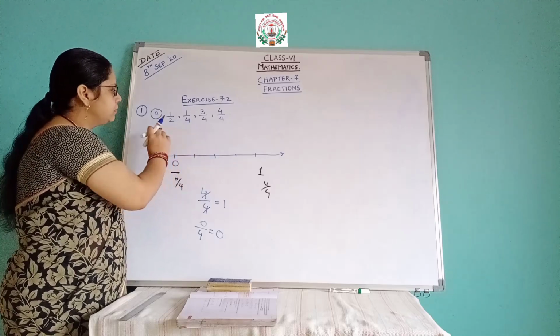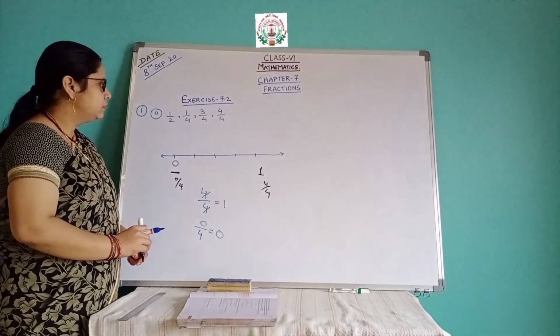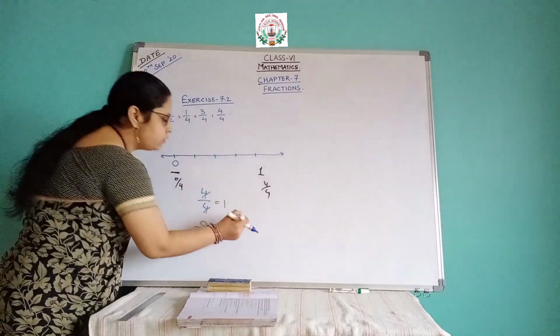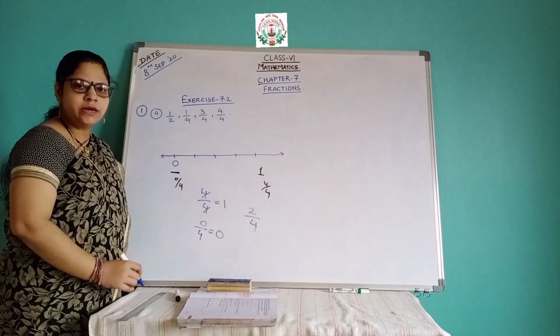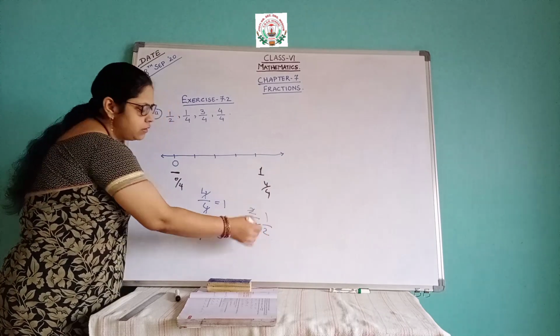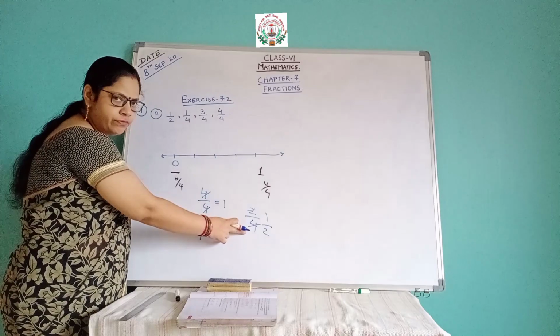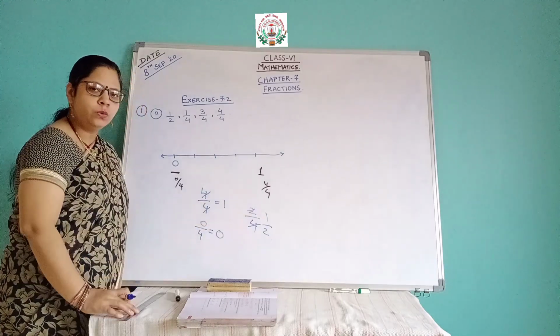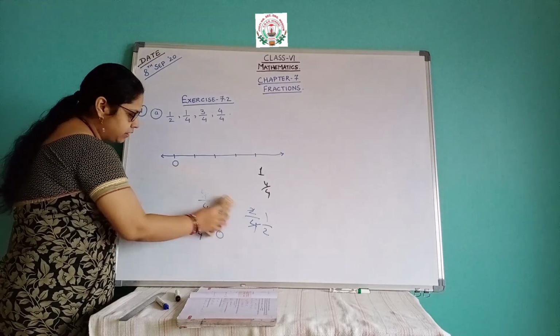Now, here you can see 1 by 2. It is not 2 by 4, but you can also see 2 by 4. They both come in the table of 2: 2 ones are 2 and 2 twos are 4. Now it has changed to 1 by 2. So you can write 2 by 4 and then convert it to 1 by 2. Let us see now how you are going to write in your copy.